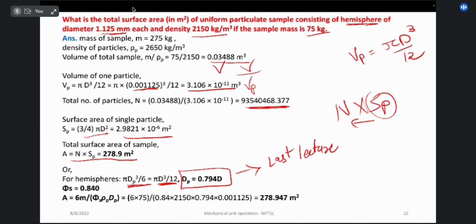Now we also calculated the φs, and you know how to calculate it: 6Vp/(Sp dp). If you use that equation, at the end you will get 0.840 for this particular shape. And if you use the equation A = 6m/(φs ρp dp), then you will also get a total surface area of around 278.94. So it is approximately the same as the other method we followed. This is how you can solve the example for the uniform particle size mixture.